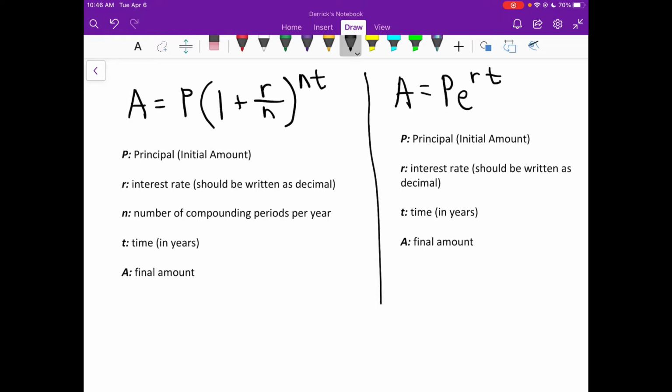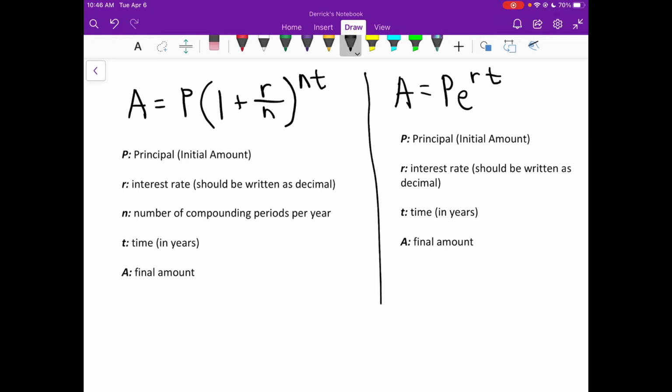T represents the amount of time that this account is going to be open, whether it's the amount of time you're investing or the amount of time you have to pay back the loan. It's the total time that you're keeping this account open. You should always represent T in years. Now, generally, you're going to be given a period of time in years because that's how most things are done, especially loans and that sort of thing.